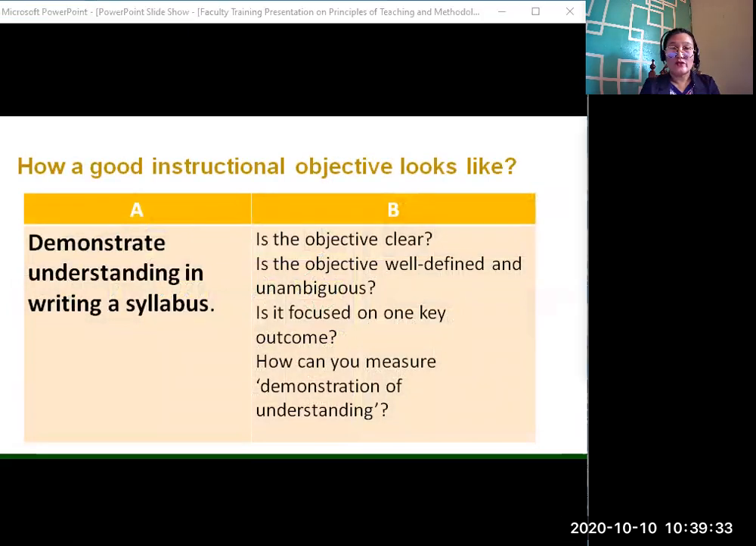Then, how does a good instructional objective look? We have an example here: demonstrate understanding in writing a syllabus. That is the example objective. The question here is, is the objective clear? Is the objective well-defined and unambiguous? Is it focused on one key outcome? How can you measure the demonstration of understanding?